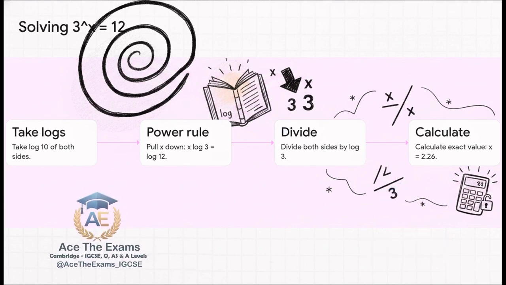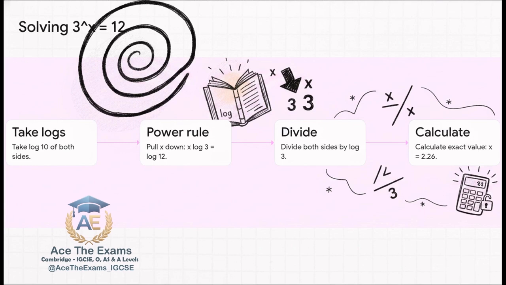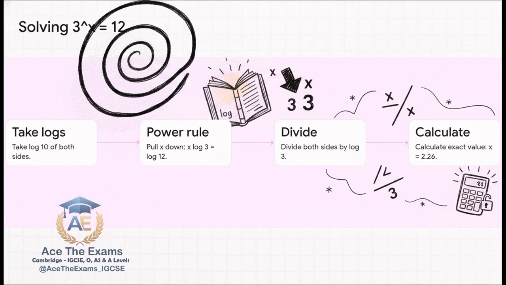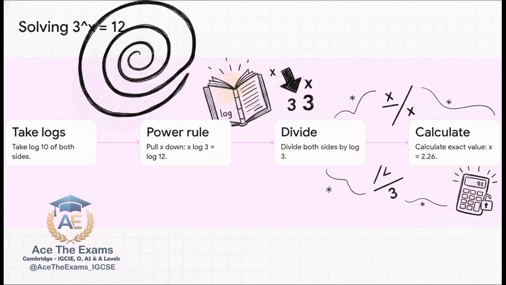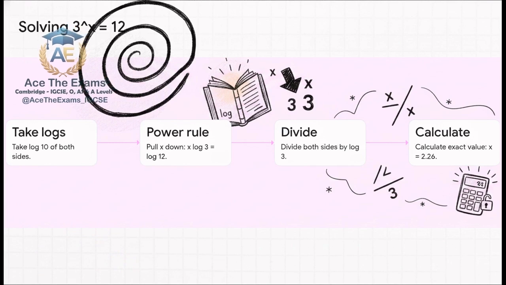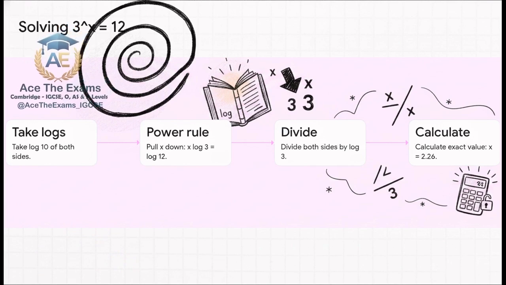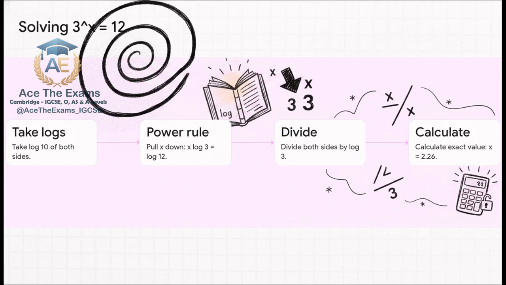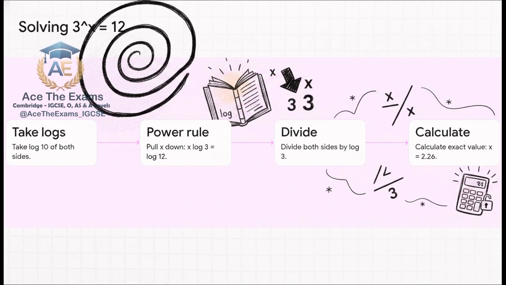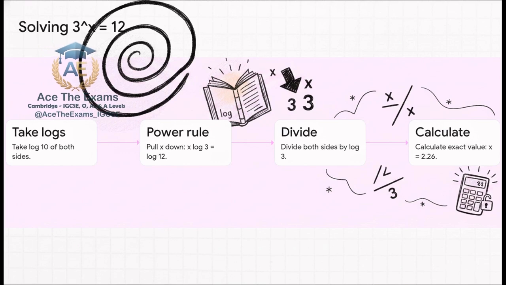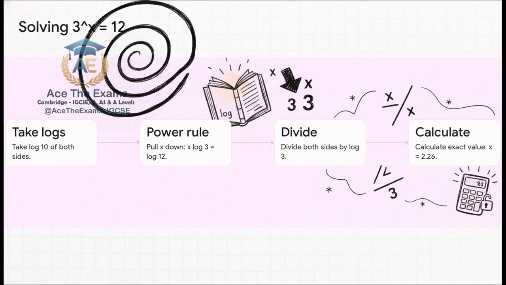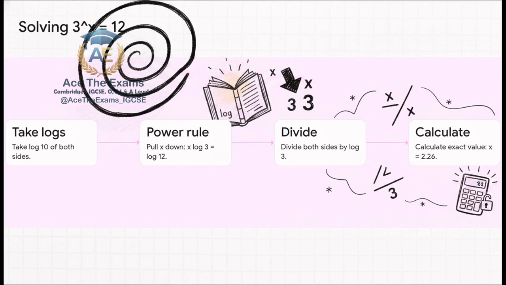3 to the power of x equals 12. Step 1, we take the base 10 log of both sides. Step 2, we deploy that amazing power rule we just talked about, which lets us pull the x down in front. Now we have x times log 3 equals log 12. Step 3, basic algebra, just divide both sides by log 3. Step 4, punch that into your calculator, and boom, we get our precise answer. x equals 2.26. We've successfully unlocked the exponent.